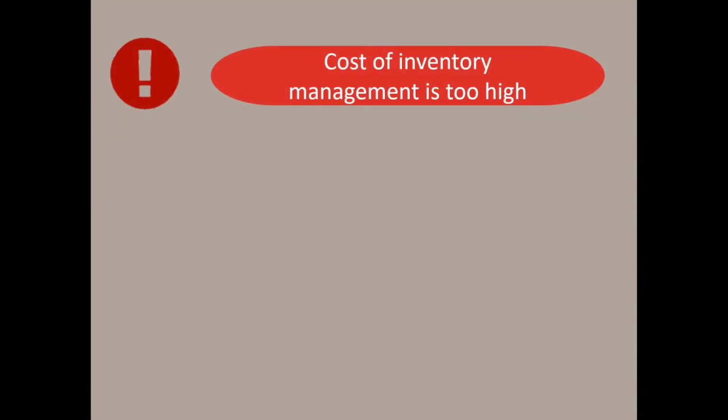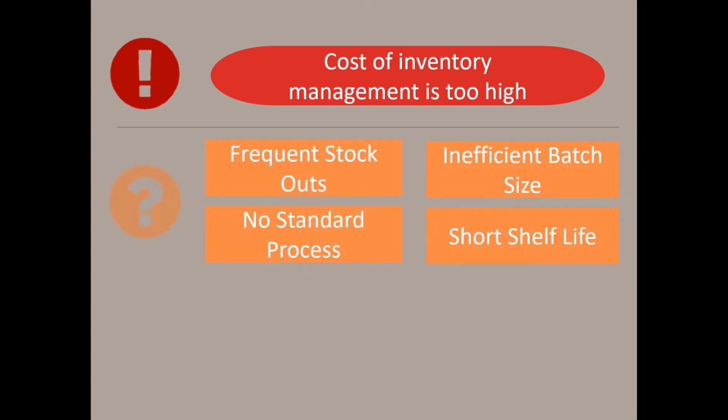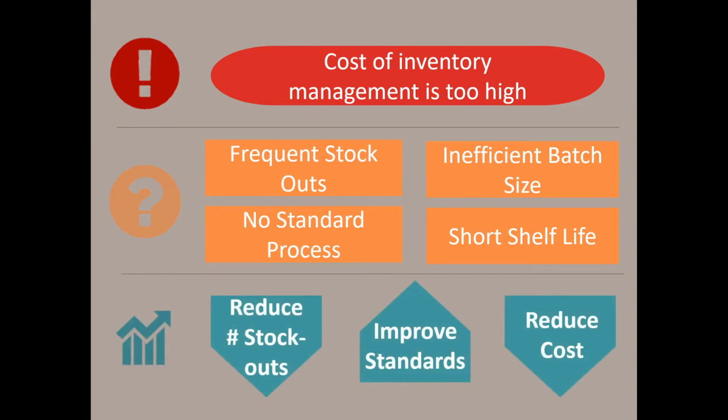We determined that the cost of inventory management was too high. This was due to frequent stockouts, inefficient batch sizes, a lack of standard processes, and short coffee shelf life. In order to decrease the cost of inventory management, we created a reorder tool that will reduce stockouts and improve process standards. These factors will help to reduce supply chain costs.